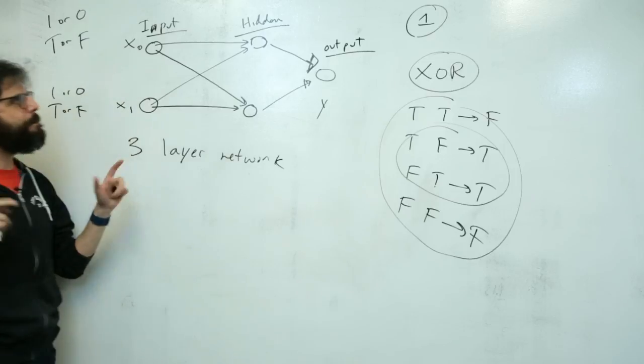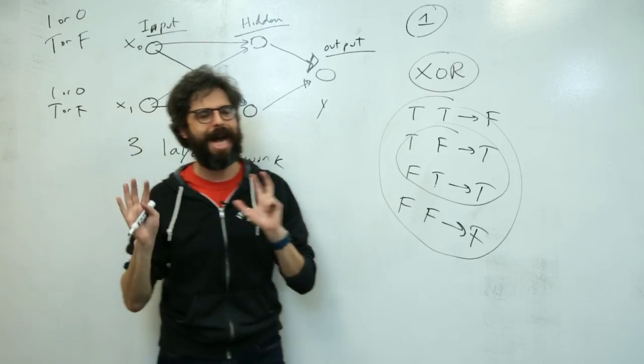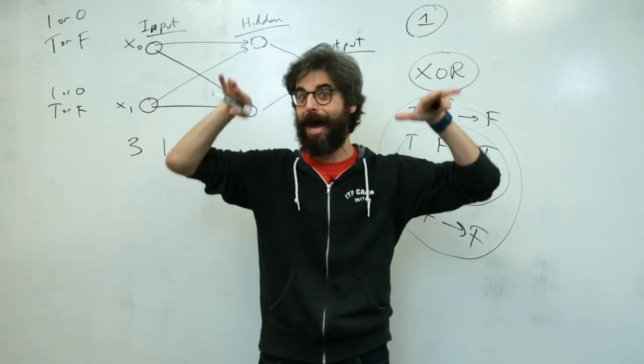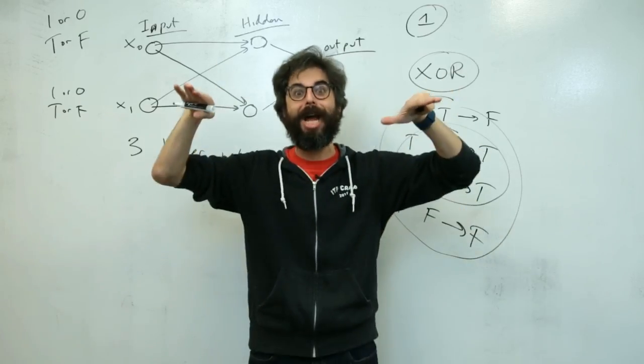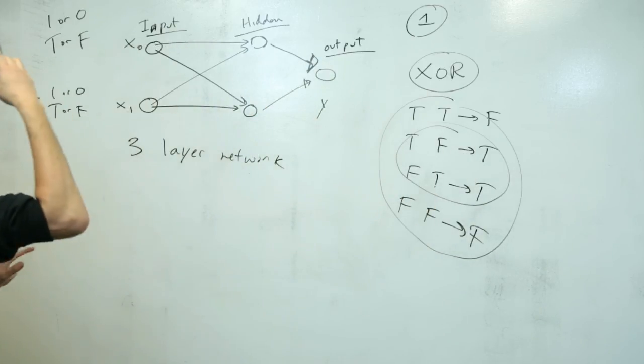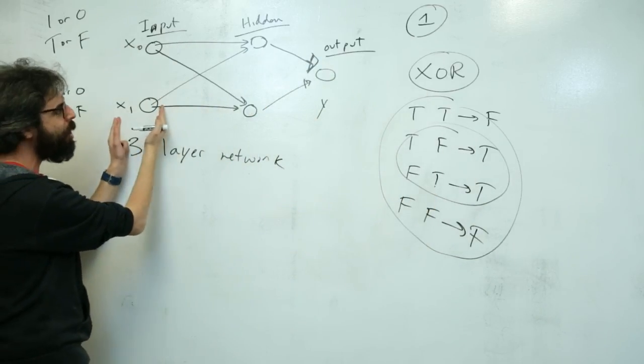Now, I am missing from this diagram something called the bias. I will return to the bias later. We saw that we needed a bias to move this line that we were trying to learn up and down. So I will come back to the bias, but I'm going to leave that out for right now. So we have this input layer, a hidden layer, and output.